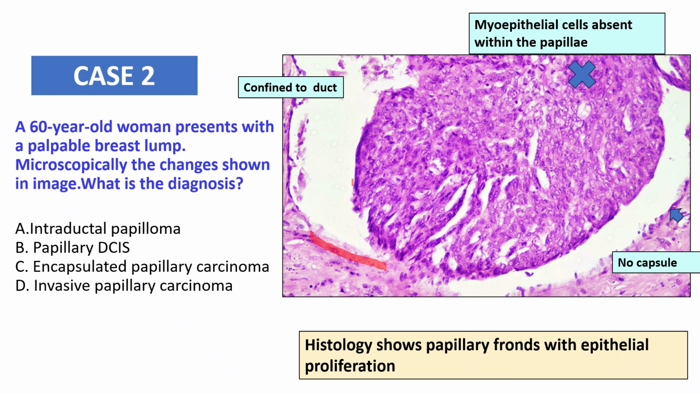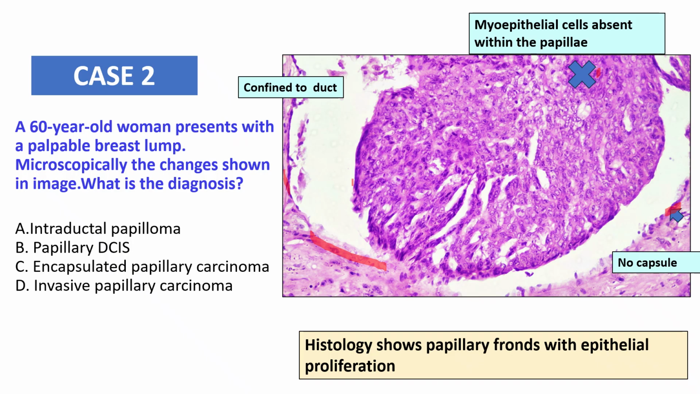Okay, so myoepithelial cells, they are absent within the papillae here. But here there are no myoepithelial cells in between the papillae, but at the periphery you are able to see the flat cells indicated by the arrow. So here, these are the flat cells here and here. So this indicates that the myoepithelial cell layer is preserved at the periphery. So what will be your diagnosis?